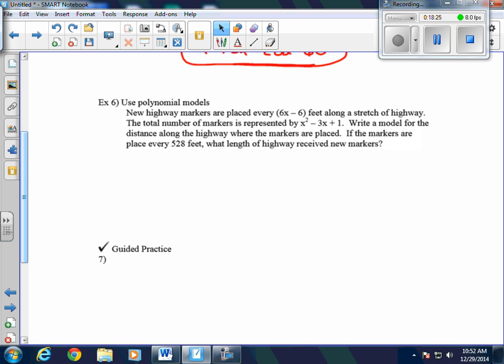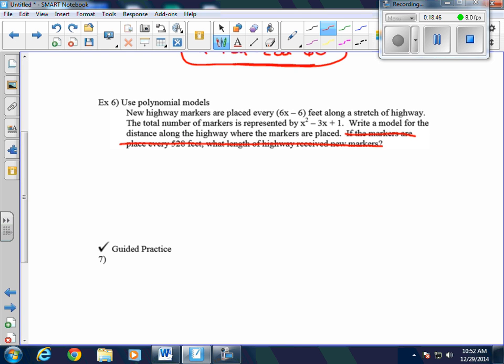Now we're going to move on to example 6. We're just going to look at the first part of this. It says the new highway markers are placed every 6x minus 6 feet along a stretch of the highway. The total number of markers is represented by x squared minus 3x plus 1. So we're going to write a model for the distance the highway markers should be placed.